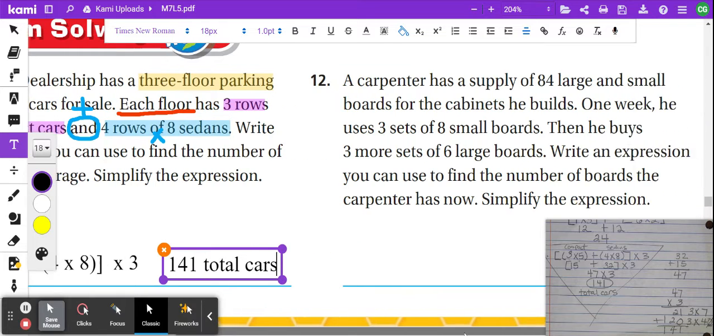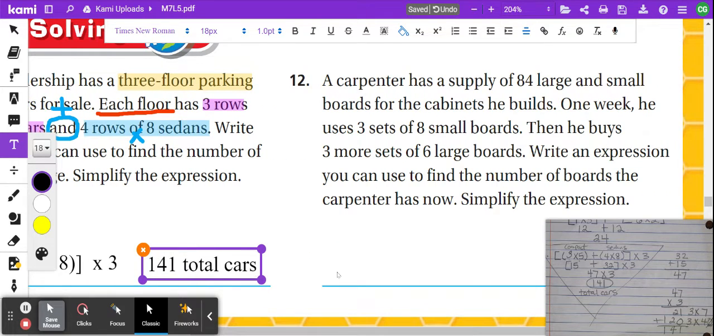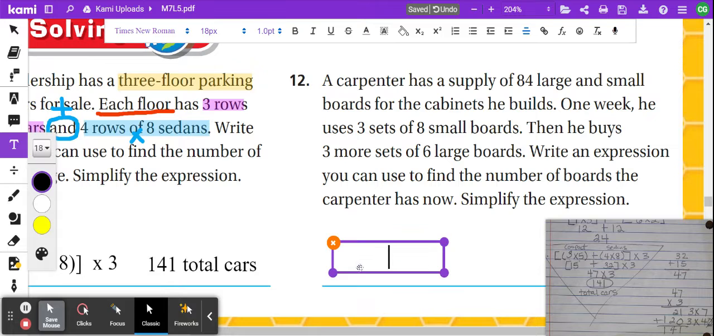If you're wanting to work out number 12, see if you can do it. I'm going to tell you what the answer is. It's 78, and I'm going to let you figure out the expression. So the answer is 78. Find the number of boards the carpenter has now.